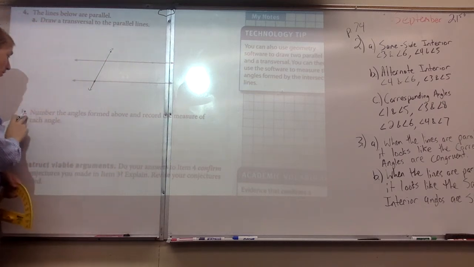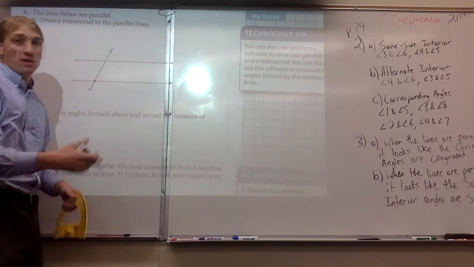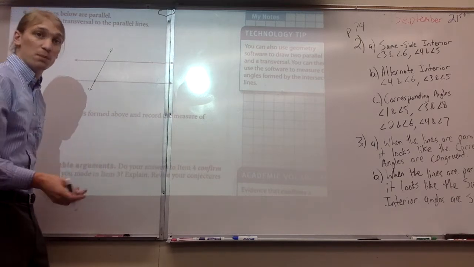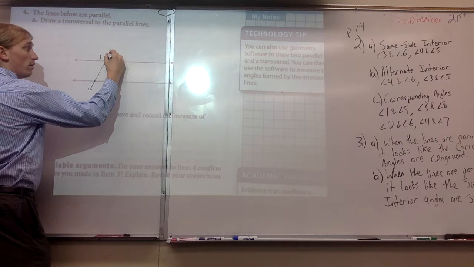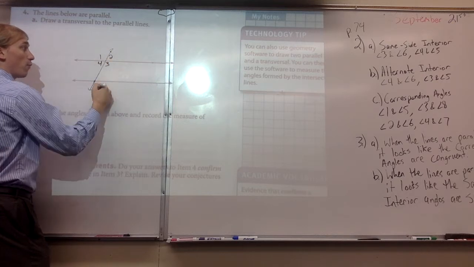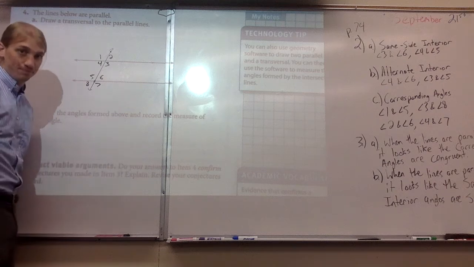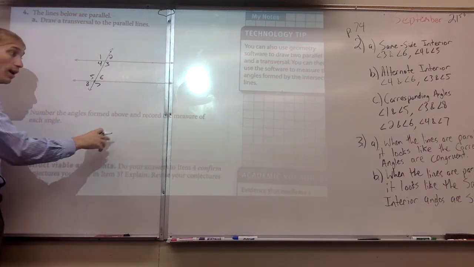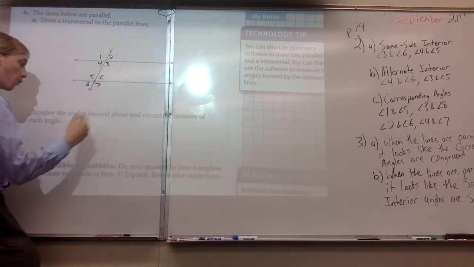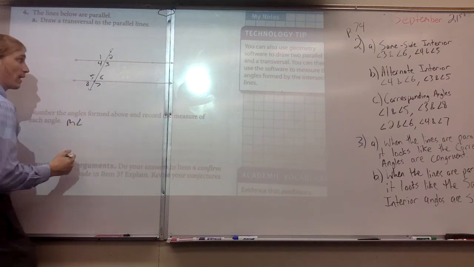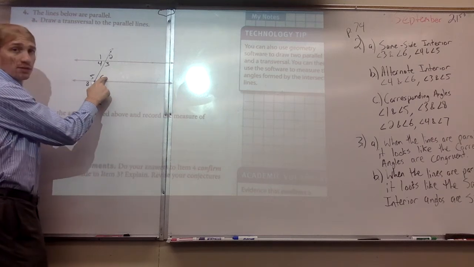Okay? Part B says to number the angles and measure each one. The way we number them in class, we go 1, 2, 3, 4, 5, 6, 7, 8. And it says record the measure of each angle. So for example, the angle we made at the beginning was angle 6.